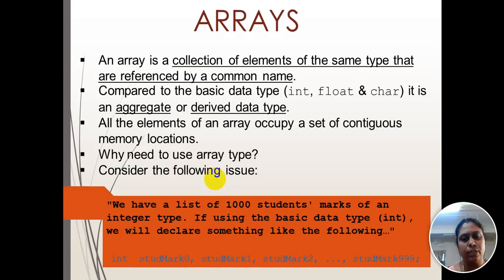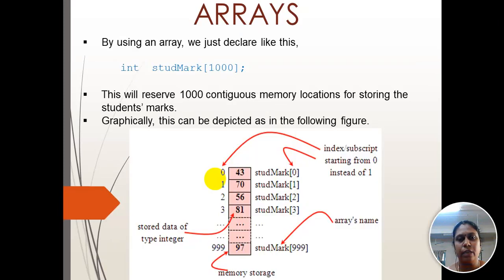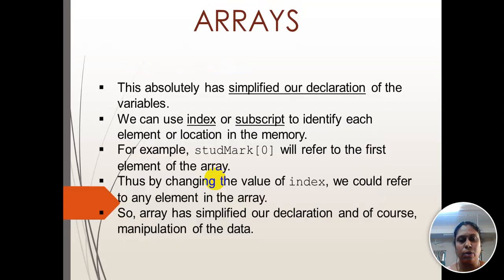Let us consider the issue. If we want to store 1000 students' details in a particular variable, we have to declare 1000 variables like student mark 0, student mark 1, student mark 2, till student mark 1000. But when we use an array, we can simply use a single statement, student mark of 1000, and within that we store the 1000 values. This results in 1000 contiguous memory locations for storing the students' marks. So an array is a simplified version of variable declarations.